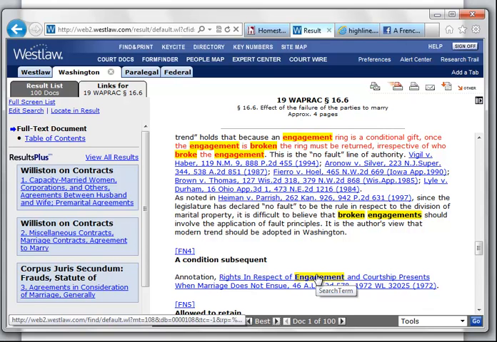And it has the author's view, which says that the modern trend should be adopted in Washington, but that makes it pretty clear that maybe it isn't adopted in Washington. So what I see when I see these things is I don't see a Washington case cited in here, and I see an annotation.